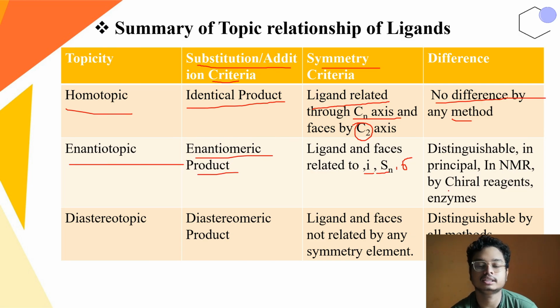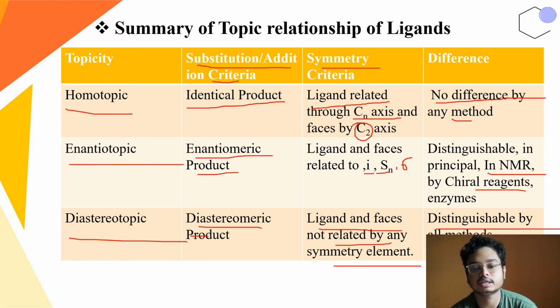And how do we distinguish enantiomers? By using NMR with a chiral reagent or chiral HPLC, we can distinguish the two compounds. And diastereotopic ligands generate diastereomers after the addition-substitution method, and the ligands and faces are not related by any kind of symmetry element and have no mirror image relationship at all. How are they distinguished? They are distinguished by all methods, since they are two different compounds.